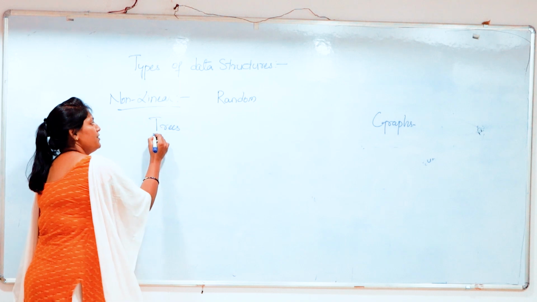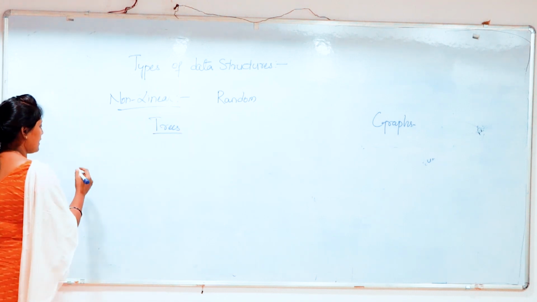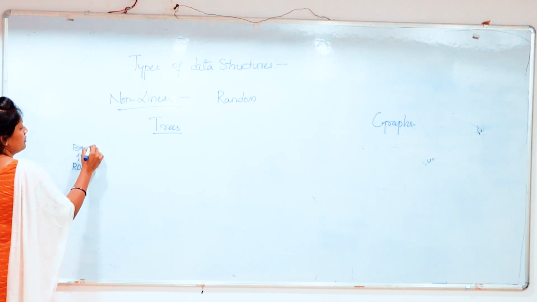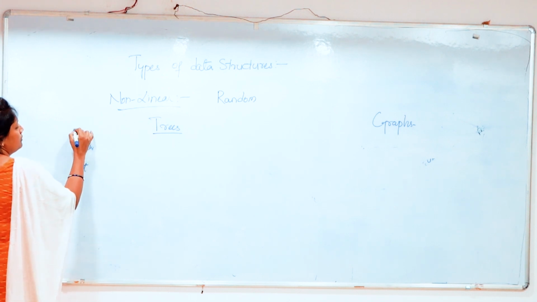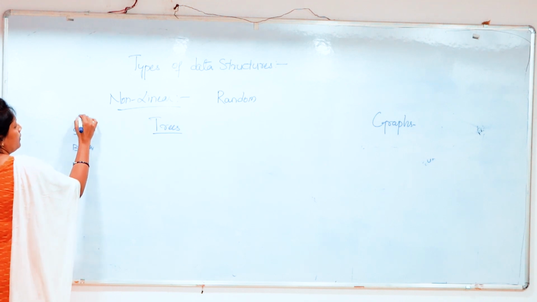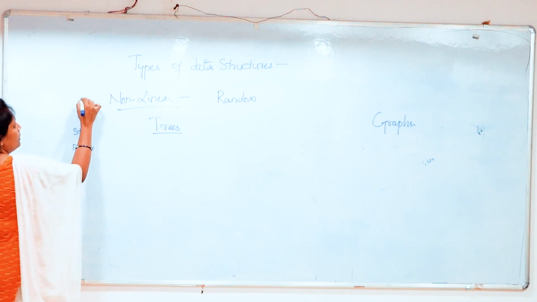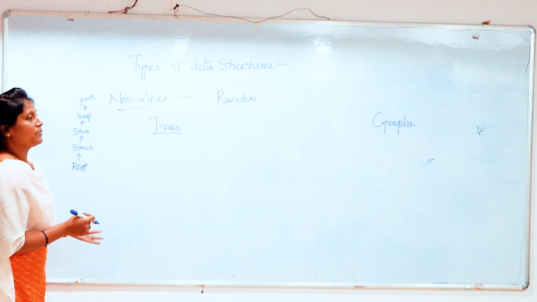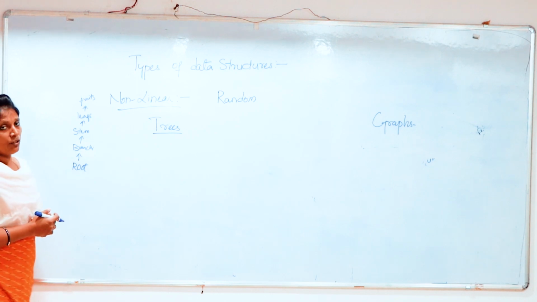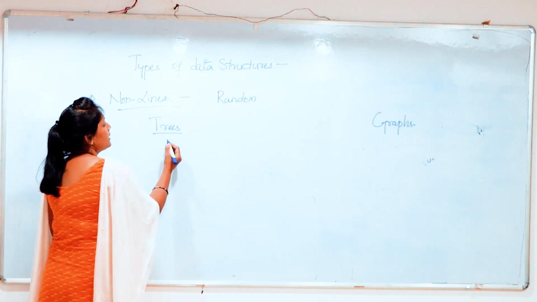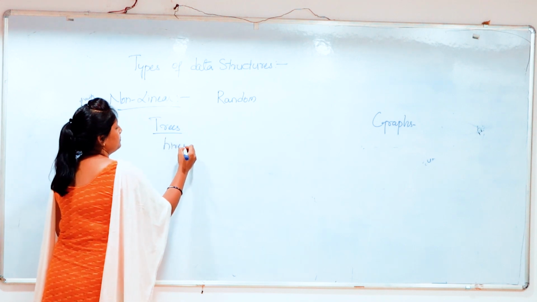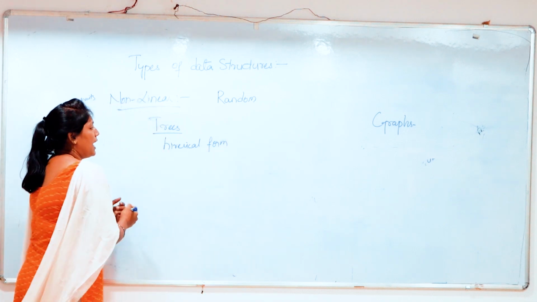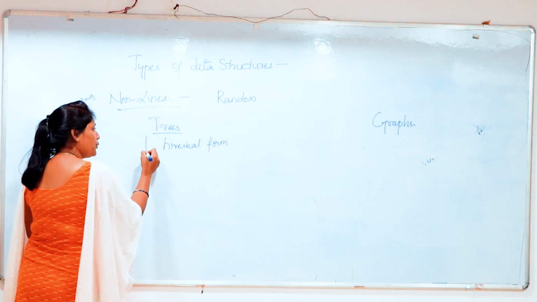Generally, a tree structure follows root, branches, stem, leaves, and the fruits. Right? In a general normal tree, this is a format from down to up. But in our non-linear data structure, it will follow the hierarchical form. The data will be stored from top to down.